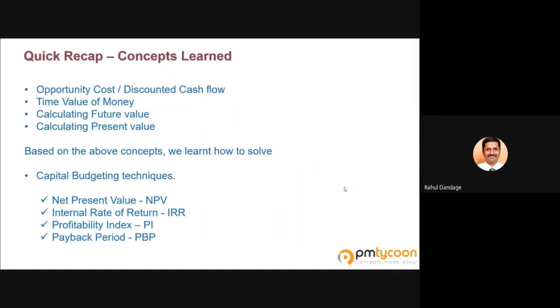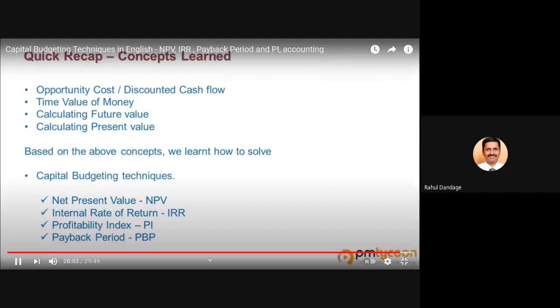So let's do a quick recap as to what we have learned in this video today. We started with the definition of what is capital budgeting techniques. We looked into the financial management overview. We learned about opportunity cost, which is nothing but the discounted cash flow. We learned about time value of money. So let us stop over here, and I hope you have understood these various numeric models for project selection.